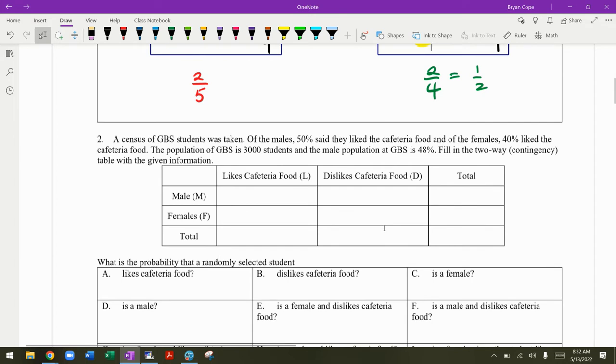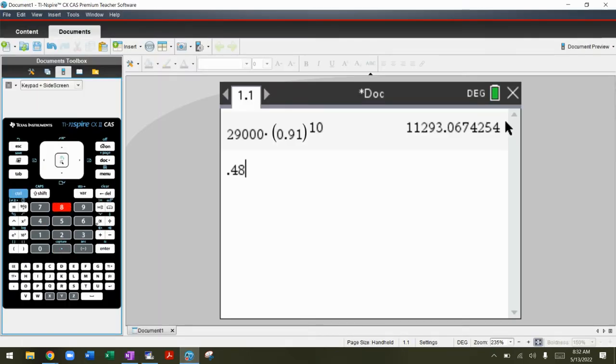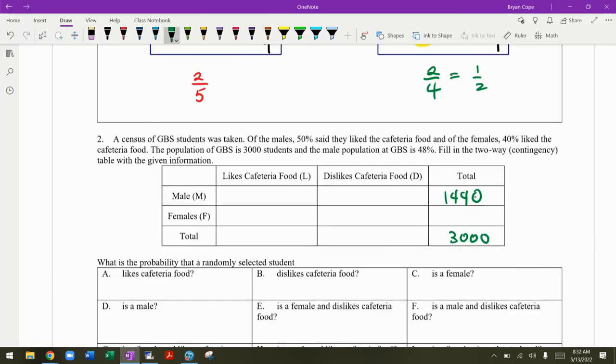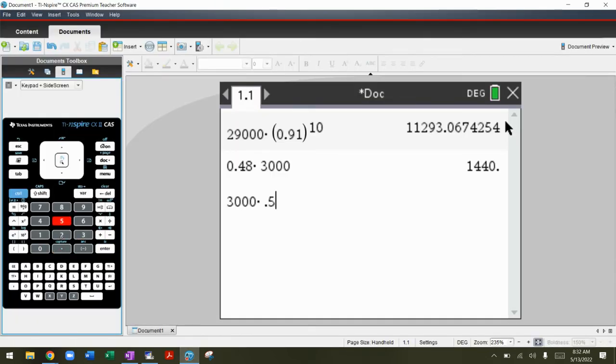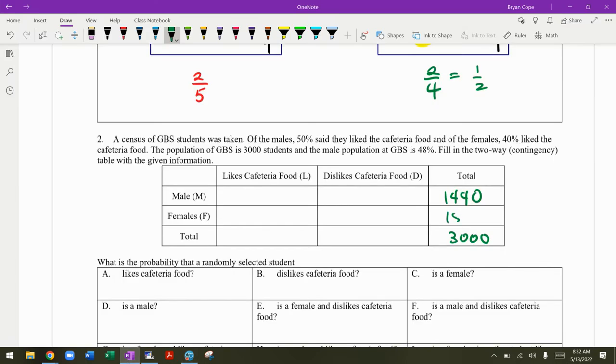A census of GBS students was taken. Of the males, 50% said they liked the cafeteria food, and of the females, 40% liked the cafeteria food. The population of GBS is 3,000 students, and the male population is 48%. Fill in the two-way contingency table with the given information. Okay, right away we can put 3,000 down here, right? That's going to be our total. Now, how many males are there? 48%, right? So 0.48 times 3,000 gives us 1440. This is the number of males. And then females is going to be 52%. So 3,000 times 0.52, that gives us the number of females, 1,560.